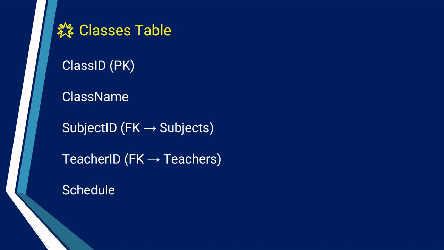The classes table stores information about each class. Class ID is the primary key. Subject ID and teacher ID link each class to a subject and teacher. The schedule field specifies when the class takes place.